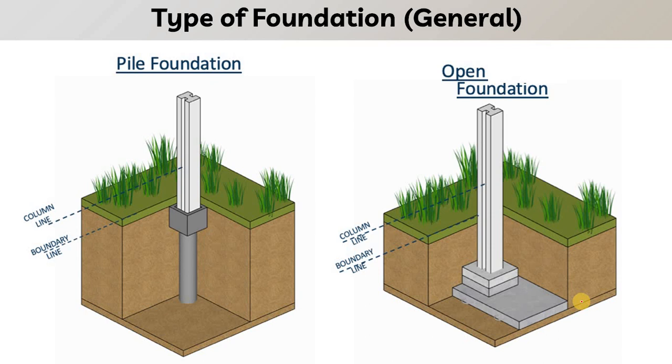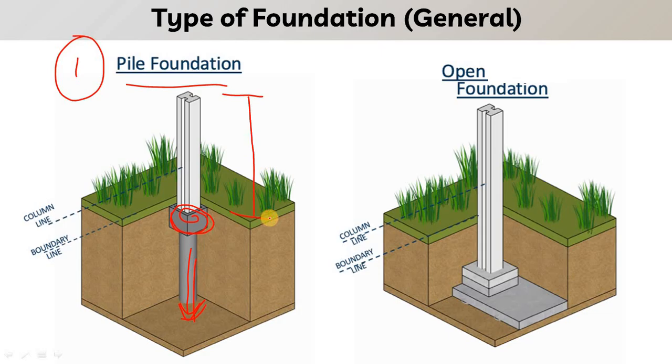So let us first understand what types of foundations are done in the precast boundary wall. Basically there are two different types of foundations that are carried out. First, here you can see this is the pile foundation. Pile foundation means the pile has been done in the ground, and here you can see this is the pile cap, and a precast column will be erected on the pile cap.